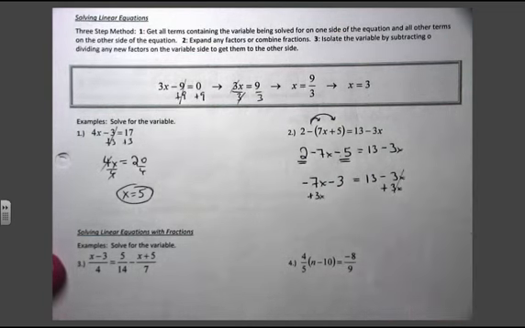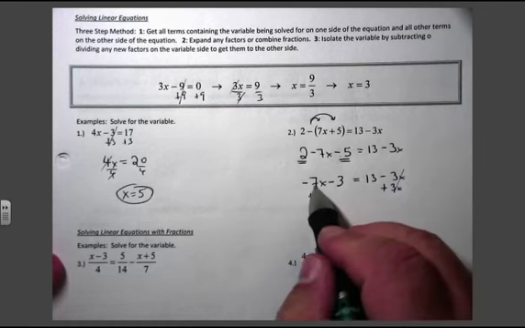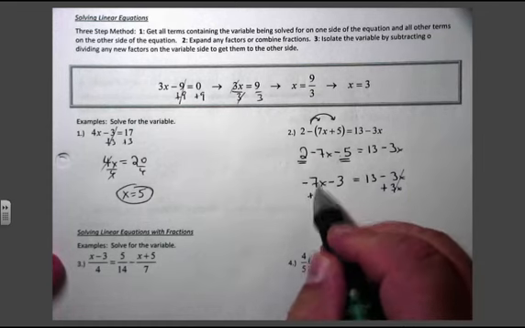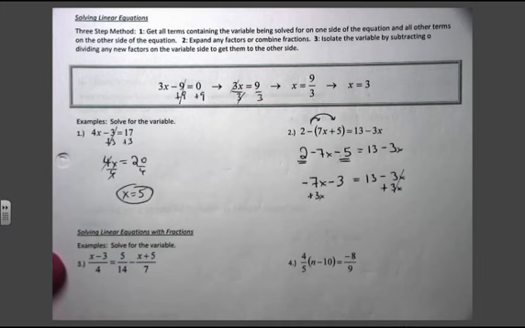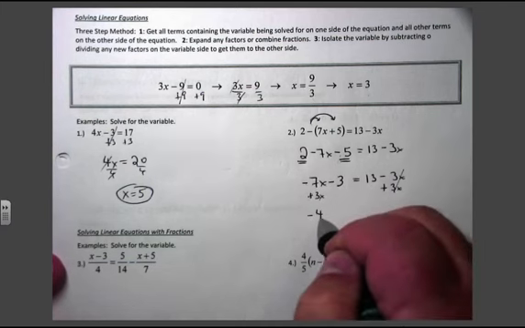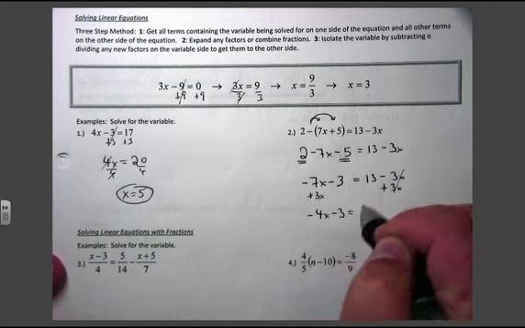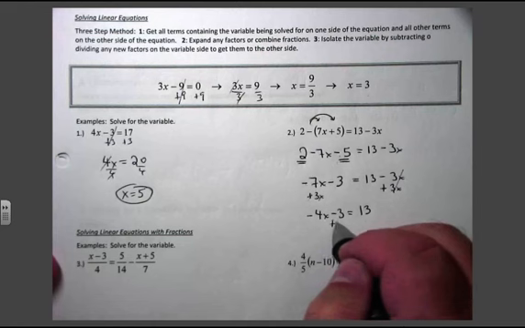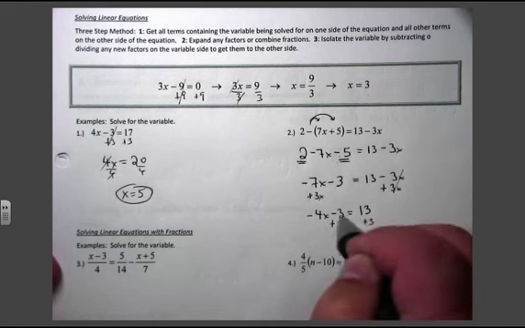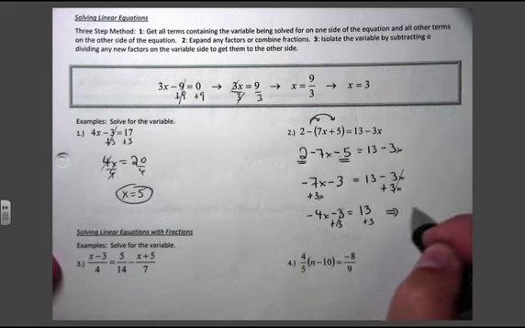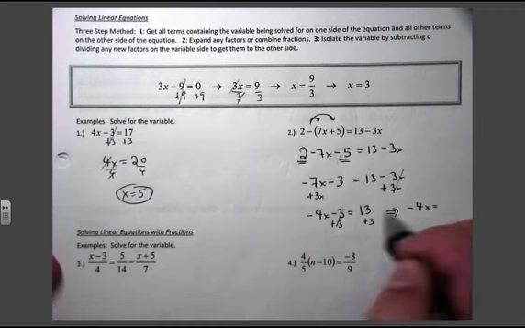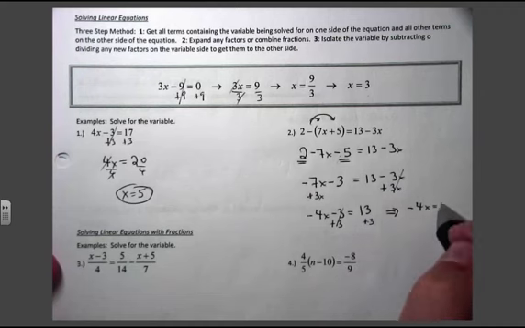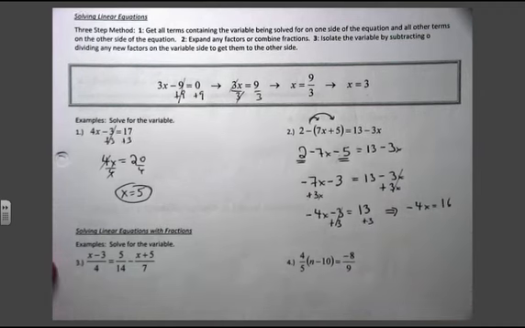It cancels on the right here. But what is negative 7x plus 3x? Like terms, just add the coefficients. What do you get? Negative 4x minus 3 equals 13. Next move, get the x term by itself, add 3. This cancels, leaving me with negative 4x equals 13 plus 3, which is 16.